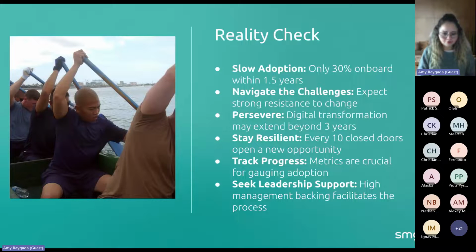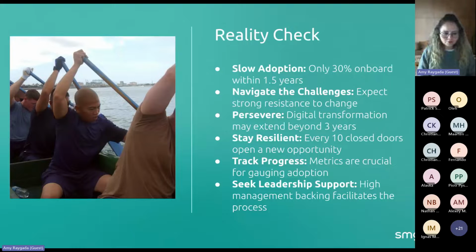That's why I asked you the questions at the very beginning. But don't get discouraged. Just stay resilient, keep going, continue to educate and preach. Basically, it's like converting people to a different religion. For every 10 closed doors, a new opportunity will open that you can get in, and open 20, let's say.